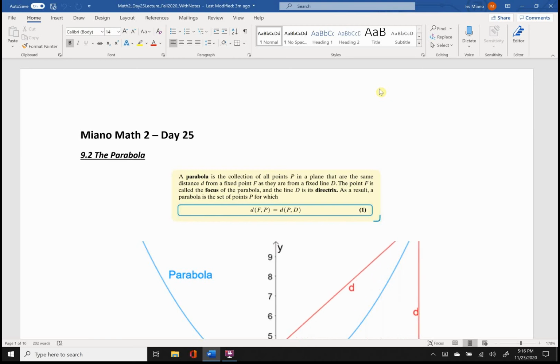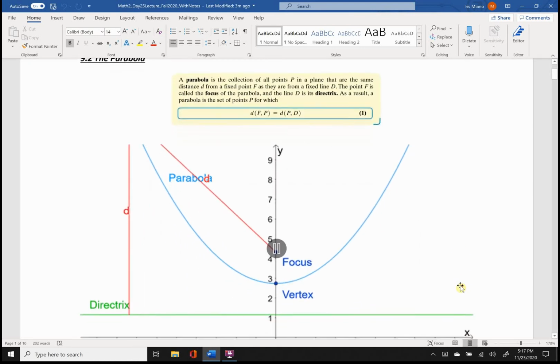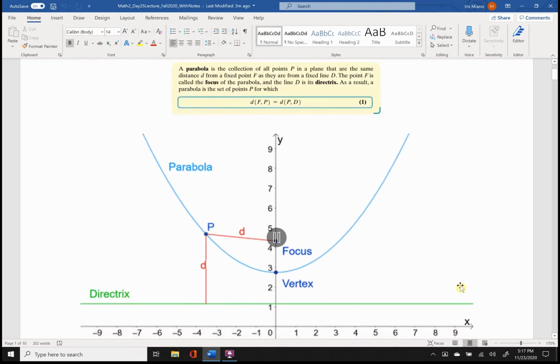So parabolas we've already discussed at some length, the upward and downward facing parabolas, but now we're going to throw into the mix left and right facing parabolas, and so we need a little bit more information in order to throw those two other types of parabolas into our repertoire, and that's going to come in the form of the focus and directrix.